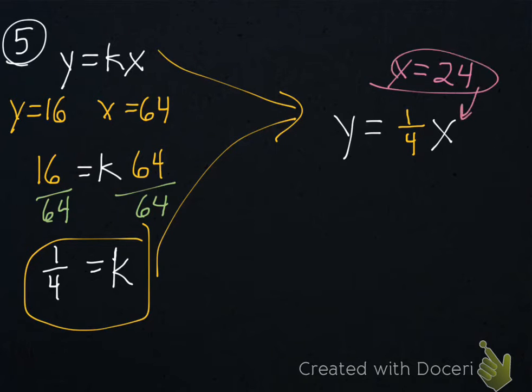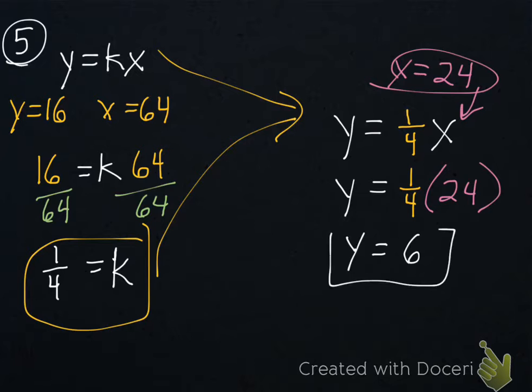Now we plug in our second criteria. So I have y equals the 1/4 times 24. Okay, so what is a fourth of 24? Or what's 24 divided by 4? That's 6. So my answer would be 6.